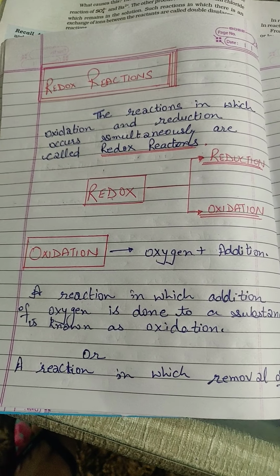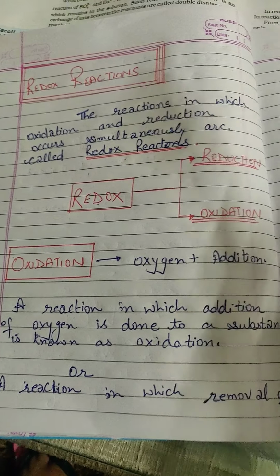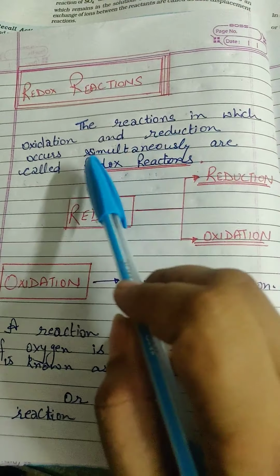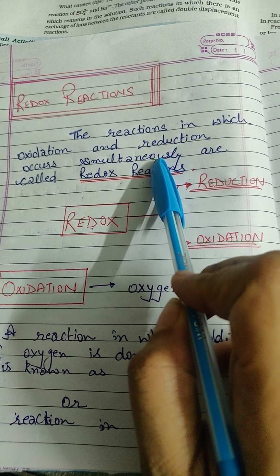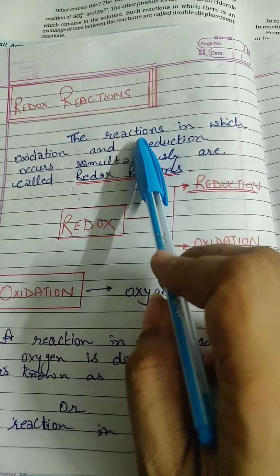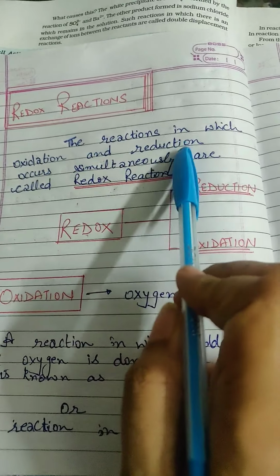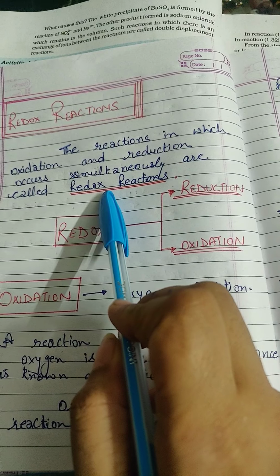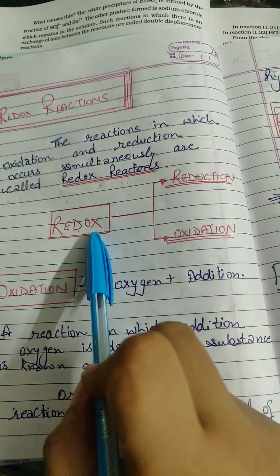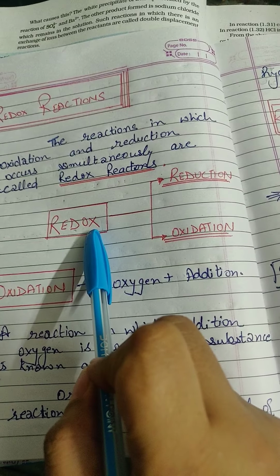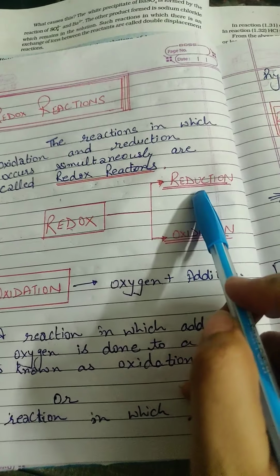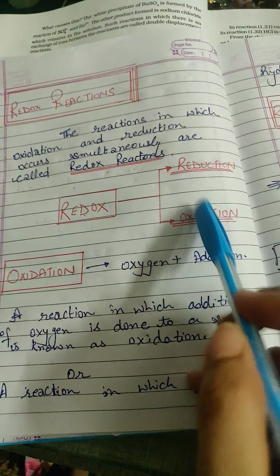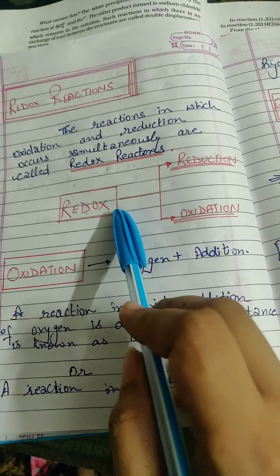Let's study redox reactions today. Redox reactions are those reactions in which oxidation and reduction occur together or simultaneously. Reactions in which oxidation and reduction occur simultaneously are called redox reactions. Now, if we break the word redox, it can be broken up into two parts: reduction and oxidation. Oxidation and reduction together make a redox reaction.